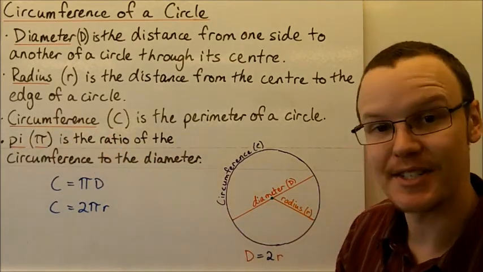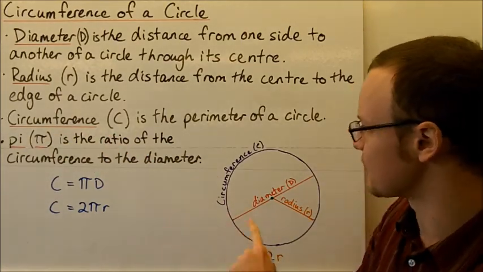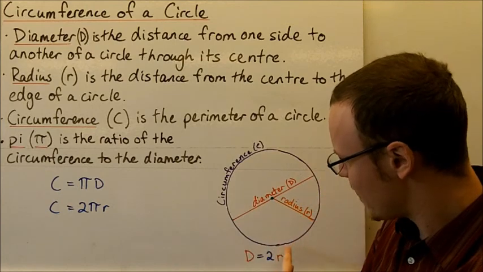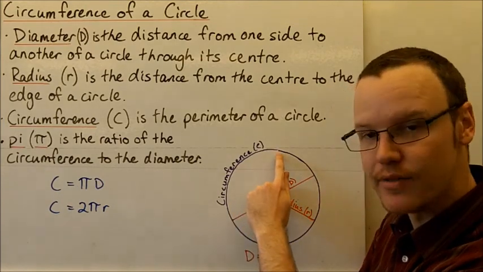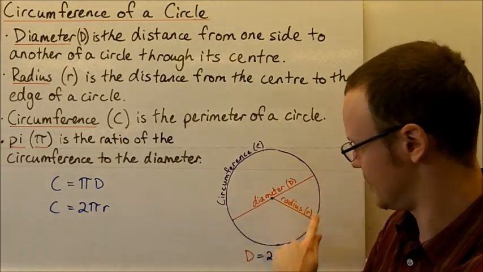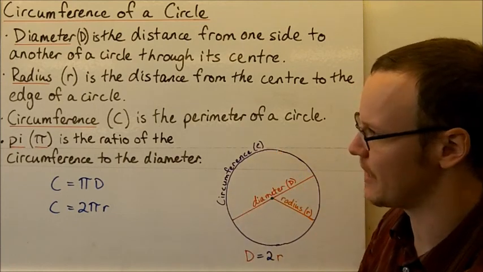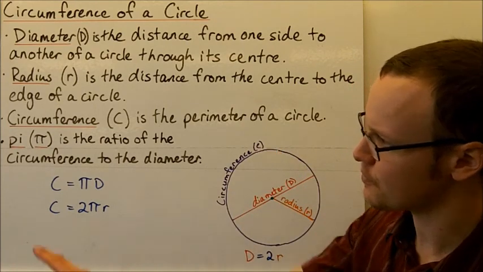The circumference, c, is the perimeter of the circle. So it's the distance all the way around the outside edge of the circle. So the circumference is the distance all the way around the outside edge and back to the start.